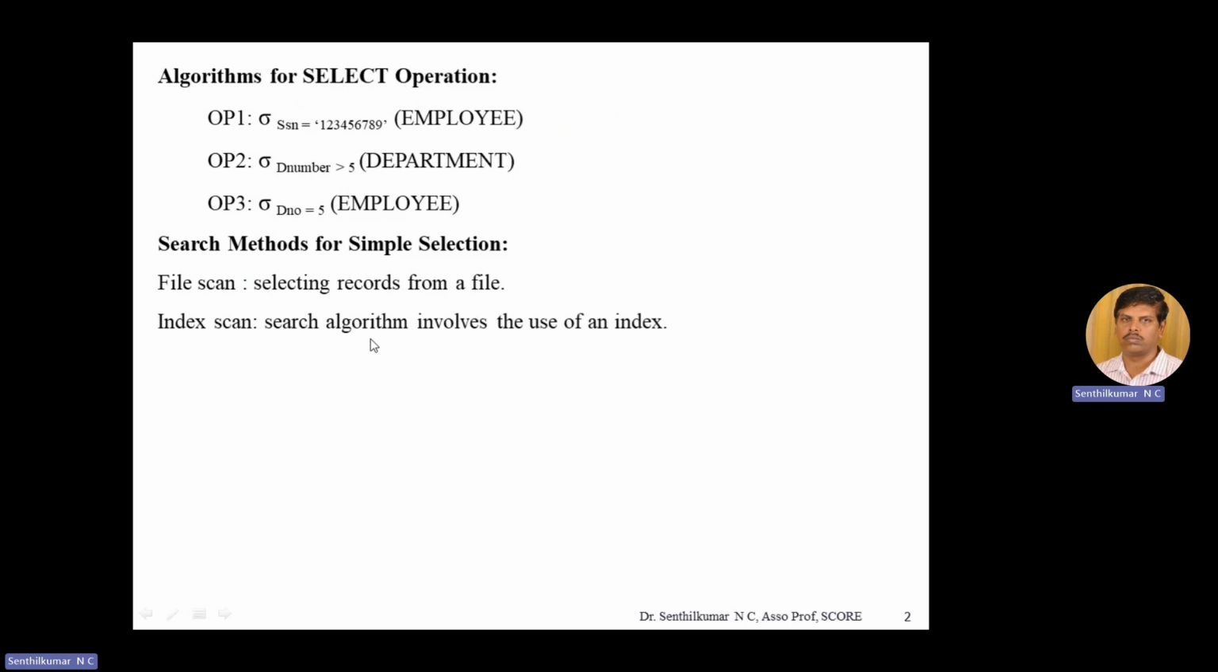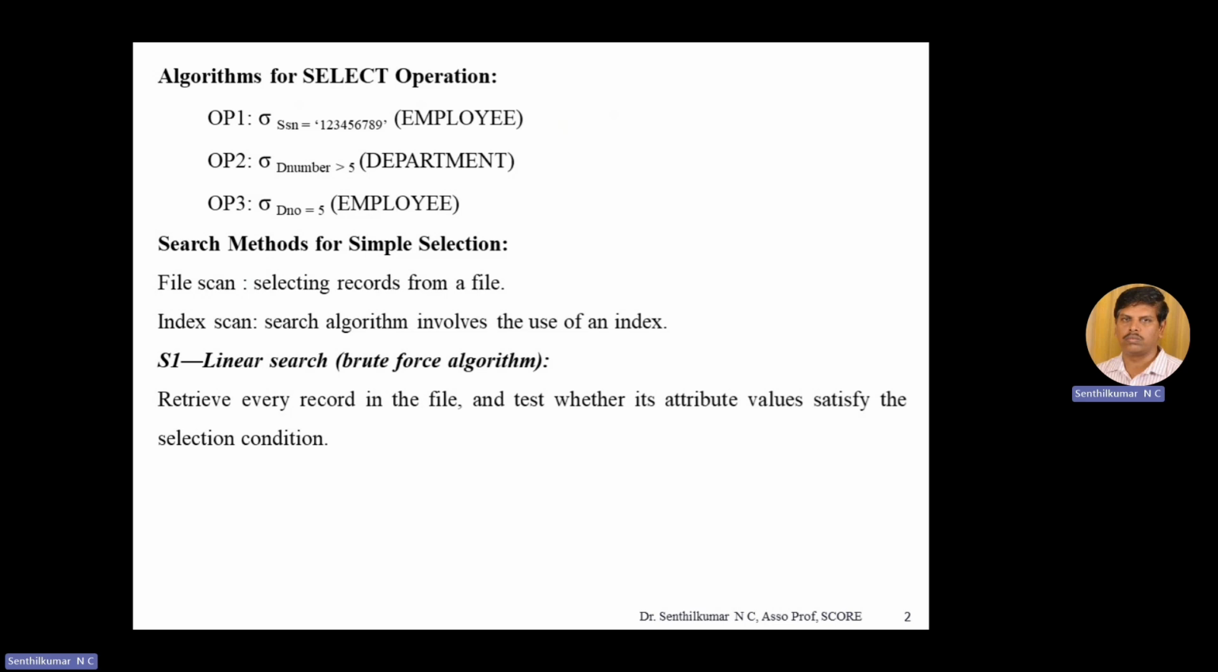And the same thing, the records can be retrieved using an index structure, an access path, which is called index scan. So without an index it is a file scan; if any index concept is used in the algorithm, that is called index scan. The first one is linear search. That is the brute force algorithm. This is the basic search, not using any index structures. Each and every record will be compared with the given input value.